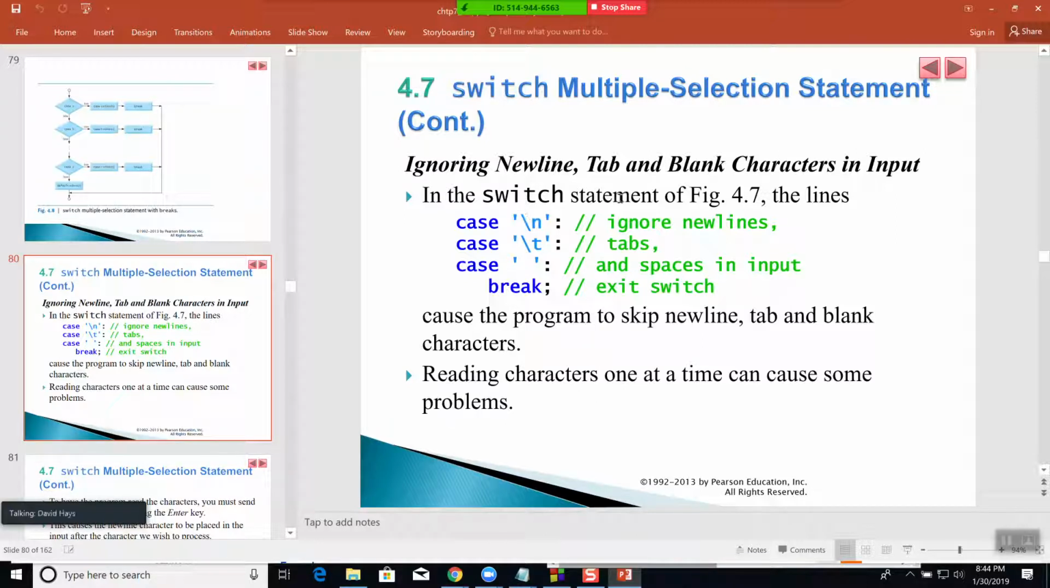Here's an example of ignoring newline, tab, and blank characters in input. So you can check for the case of \n, \t, and I guess a space. And then you just do a break. There's no code at all. That just ignores those. So it cleans out those invisible characters.